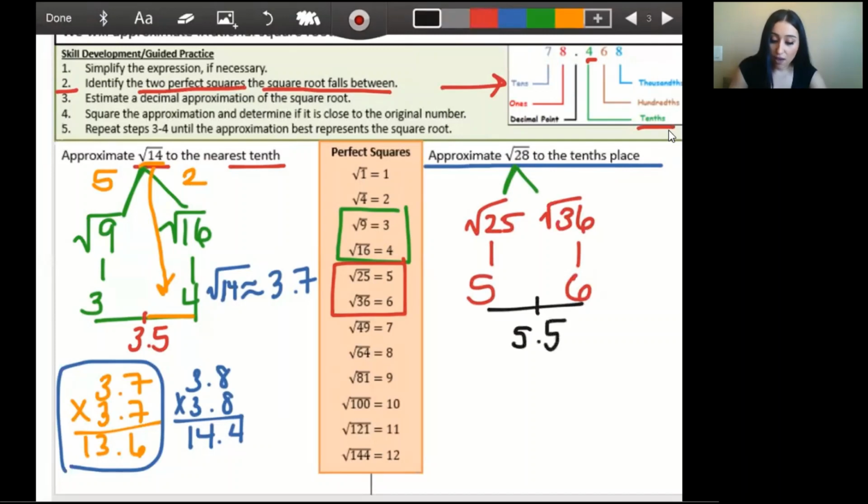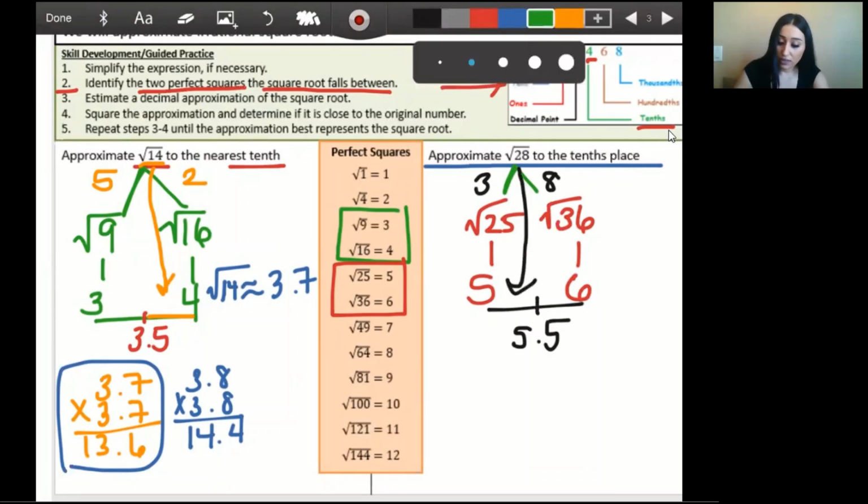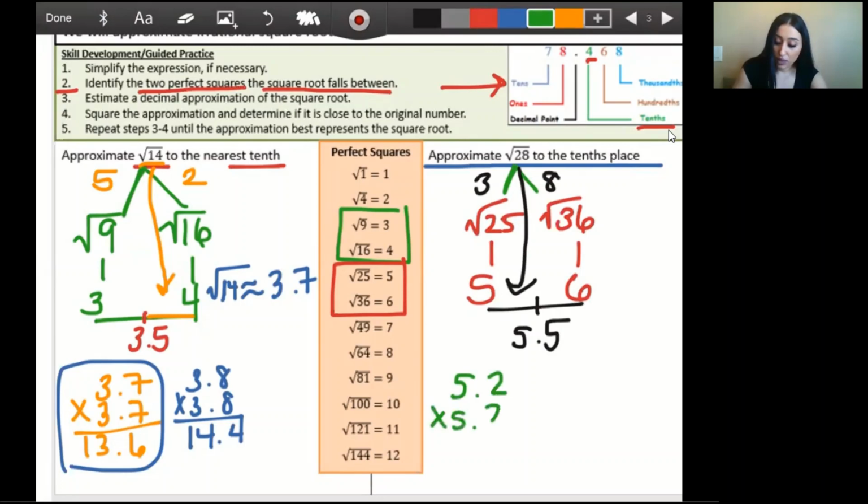Halfway point is 5.5. The square root of 28 is 3 units away from the square root of 25. The square root of 28 is 8 units away from the square root of 36. So the square root of 28 has to be somewhere in between 5 and 5.5. So next, I'm going to just do a guess and check. I'm going to start off with 5.2 times 5.2, and that leaves me with 27.04, which is kind of close.